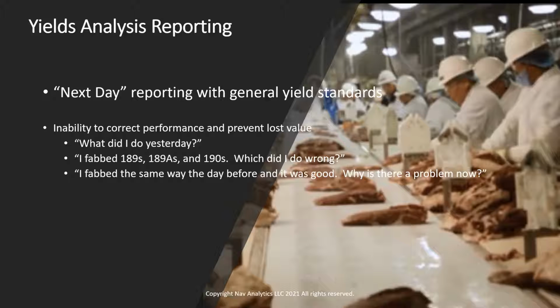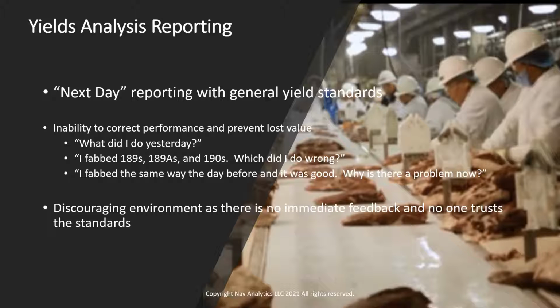So it may be that the carcass mix changed. The staff did exactly the same thing, but because we didn't adjust our general yield standard, we're looking at the staff like they did something wrong, and the reality is our standard isn't correct. It's a discouraging environment as there's no immediate feedback and no one trusts the standards.